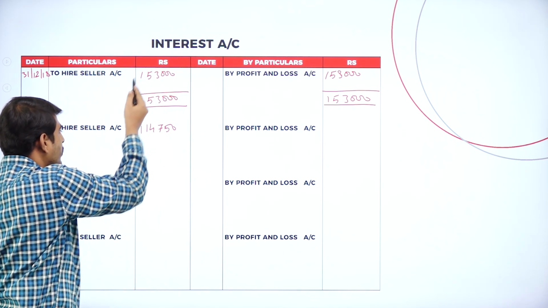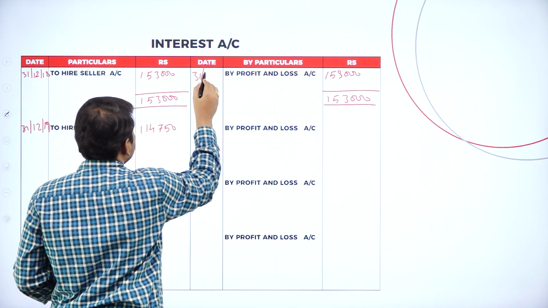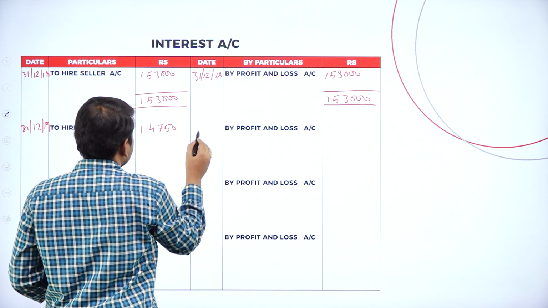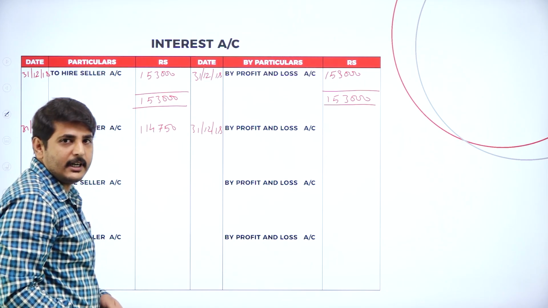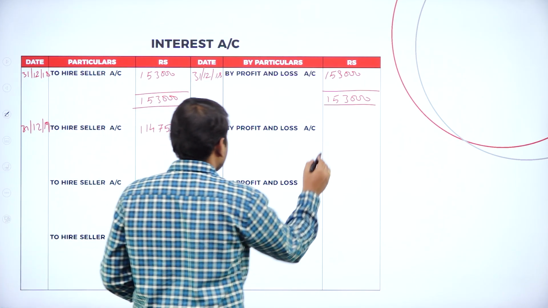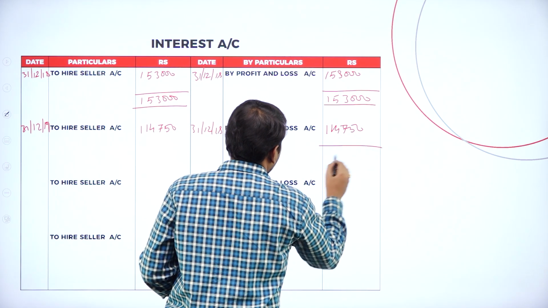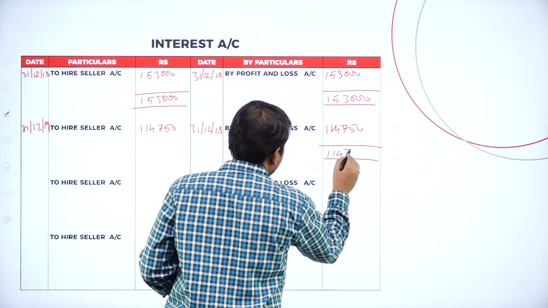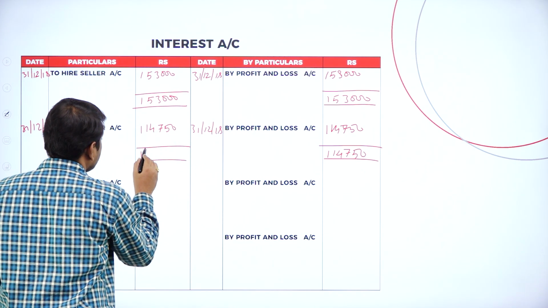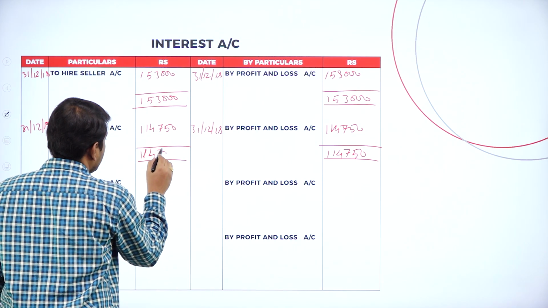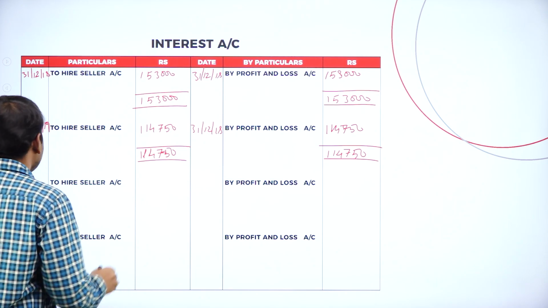Hire seller account to interest account. Again we have to transfer this amount, also on 31st 12/2019. You have to transfer the interest to profit and loss account, 1,14,750. So again the amount will get tallied.